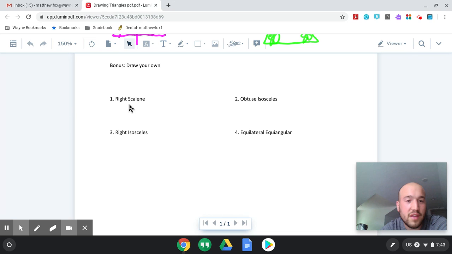Make sure that you are specific. Each of these that have right need to have a right angle marked inside of them. If it's isosceles, two of the sides need to be the same. Scalene, none of the sides can be the same. Think about how you're going to do this on all four of these. Pause the video and write these down. If you get these four, email them to me.